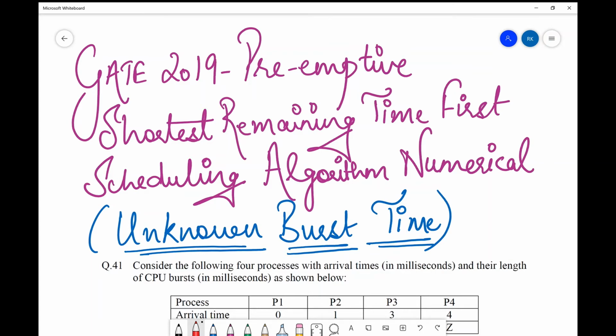So in this video today, we are going to take up a numerical from GATE 2019, which comes from the topic of preemptive shortest remaining time first. Shortest remaining time first is another version of the frequently asked scheduling algorithms, and the preemptive version is what we are going to take up today. Here the question is slightly tricky, where the burst time for one of the processes is not given. This is a newer twist in such type of questions. So let's see what the question was and how we solve it.